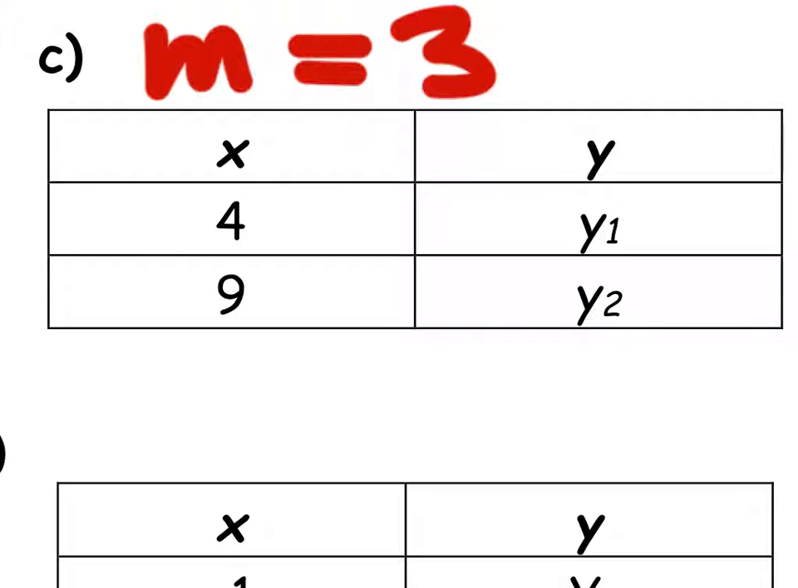All right, let's go and start with this one. On your paper, it may say C, but we're going to call that A. And go ahead and find 2 values for y1 and y2 that would work with a slope of 3.